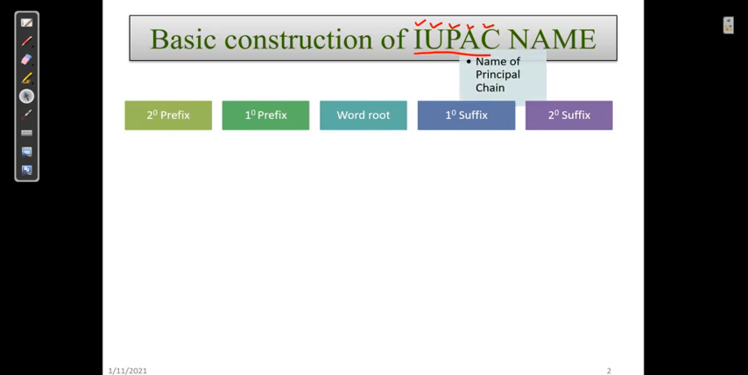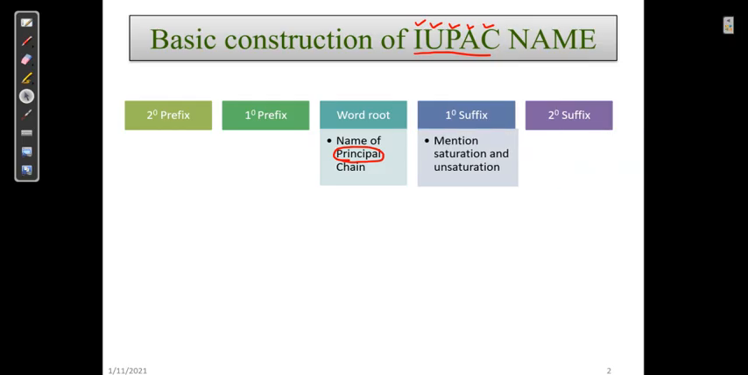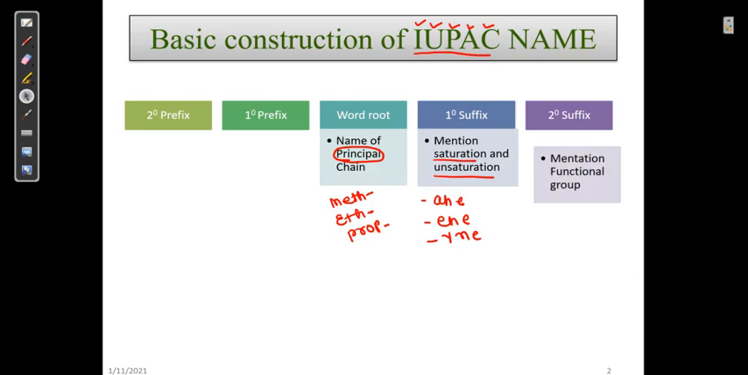So what does the word root indicate? The word root indicates the name of the principal chain. What will the primary suffix indicate? It indicates saturation and unsaturation. I will show you that it indicates meth, eth, prop, likewise, and that it indicates either ane, ene or yne. The secondary suffix is used to mention the name of the functional group.